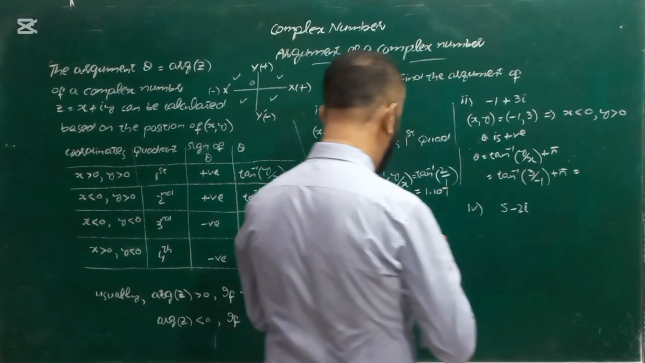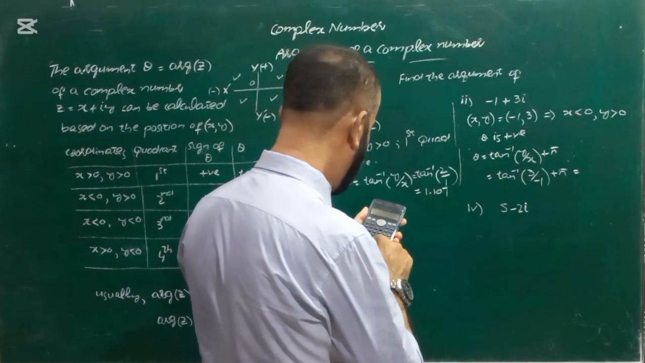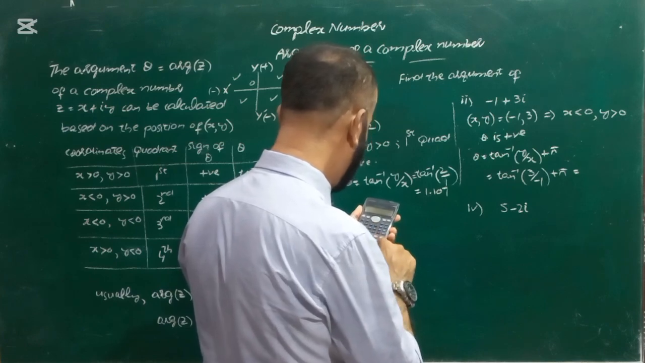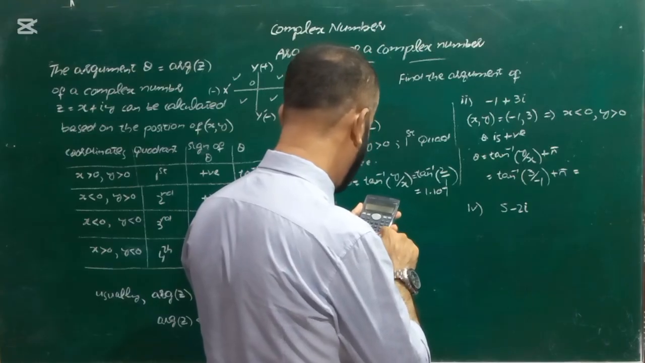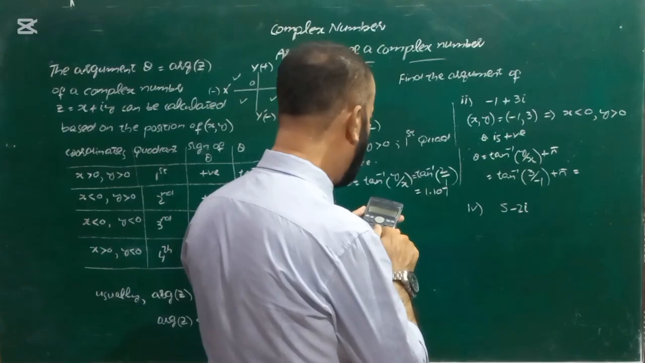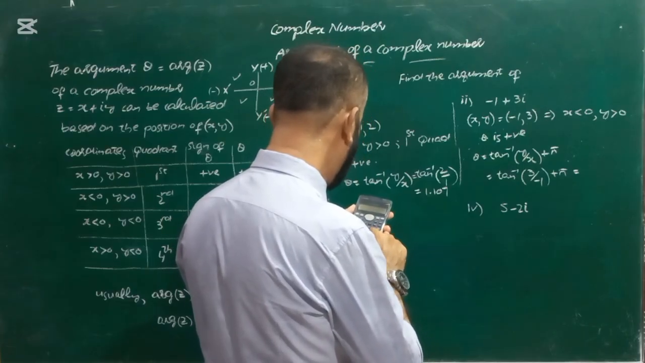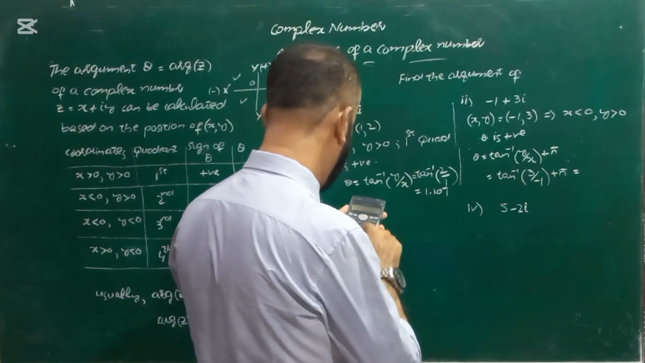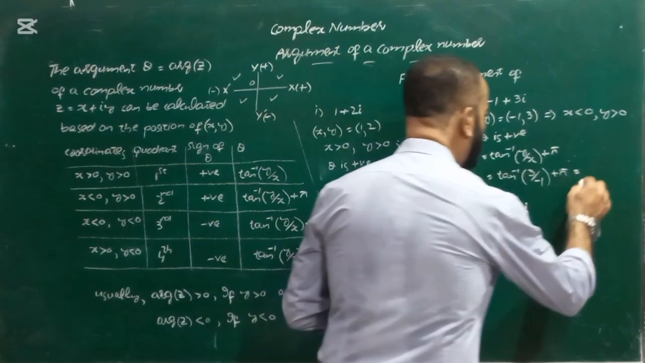So solve it on the calculator now. Shift tan, small bracket start, 3 by -1, bracket close, plus pi. So the answer is 1.893.